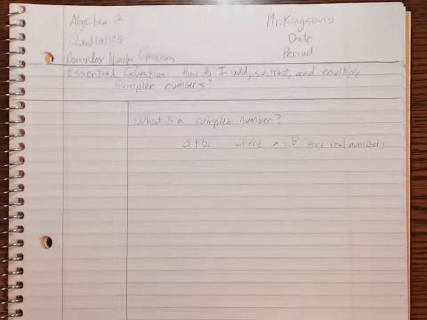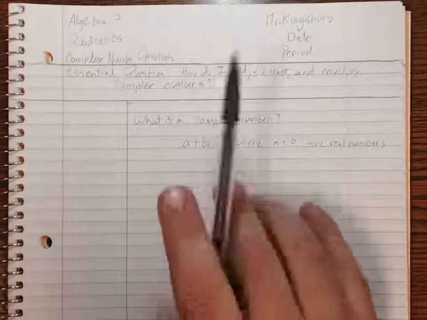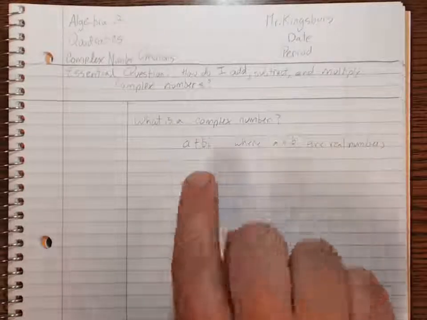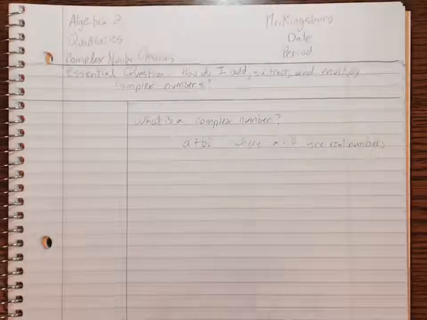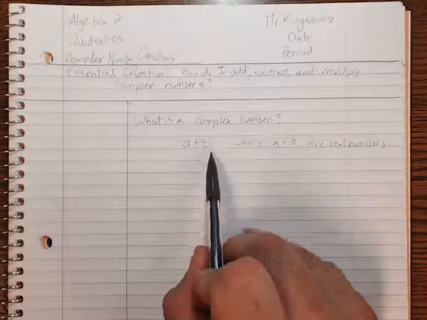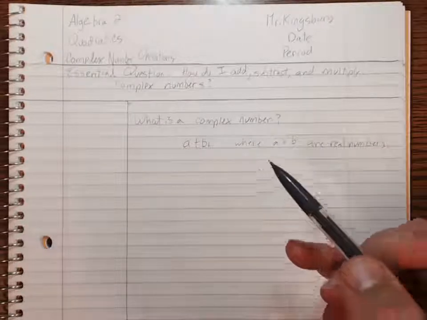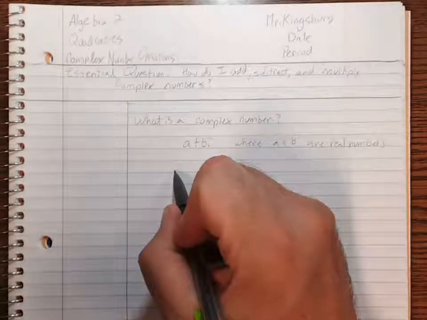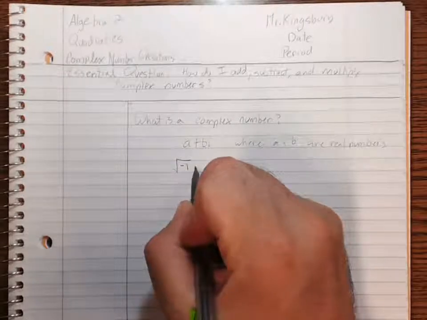Most of the numbers, in fact all of the numbers you've worked with for the entirety of your life up until this point, have had a 0 for the b. So this part was gone and you just kind of focused on the a part. But now we're going to throw this piece in, which begs the next question, what is this i thing? Well, i is actually the square root of -1.